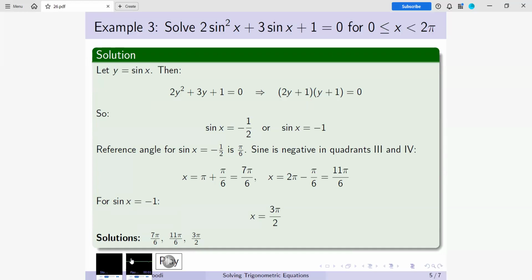Time to investigate. The first suspect's y-coordinate is negative 1/2. We run that through inverse sine and find the reference angle is pi/6. Detective Cast tells us sine is negative in zones 3 and 4. So we identify 2 suspects, 7 pi/6 and 11 pi/6.